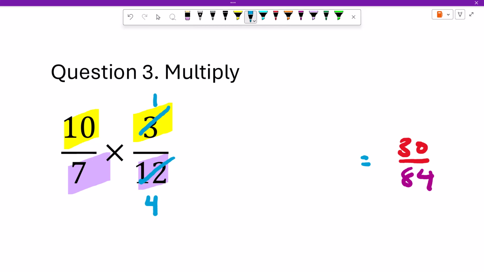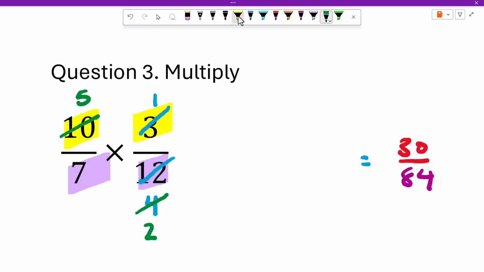10 and 4. 4 can be divided by what number? 2. Cross these off as a pair. They're both even numbers, so you can divide by 2. So 2 fits into 10 5 times, and 2 fits into 4 twice. Is there anything else? No, that's it.